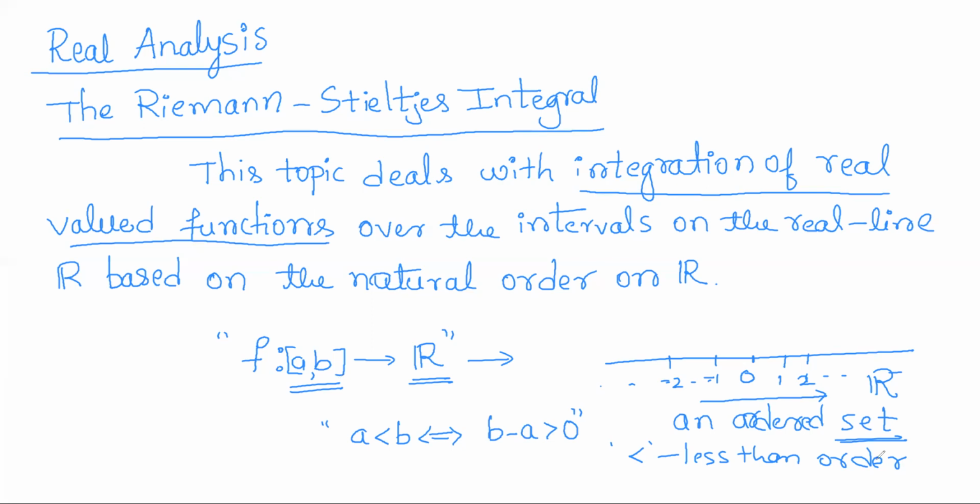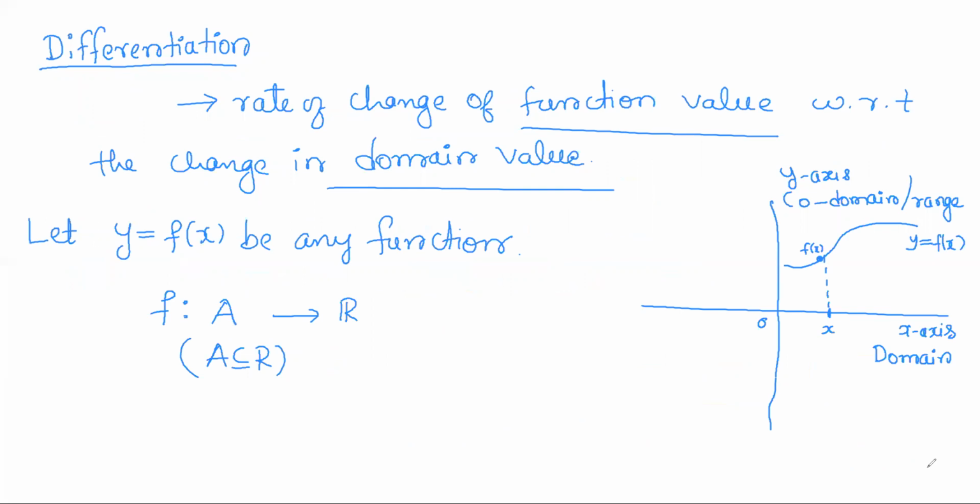So before jumping into the topic, first we shall recall the basics, which is differentiation and integration. So what is differentiation? Differentiation is nothing but rate of change of function value with respect to the change in domain value. So suppose let y is equal to f of x be any function. Precisely, it is a real valued function defined on some subset A of R. So it is a real valued function of a real variable. Both domain and codomain are subsets of the real line R.